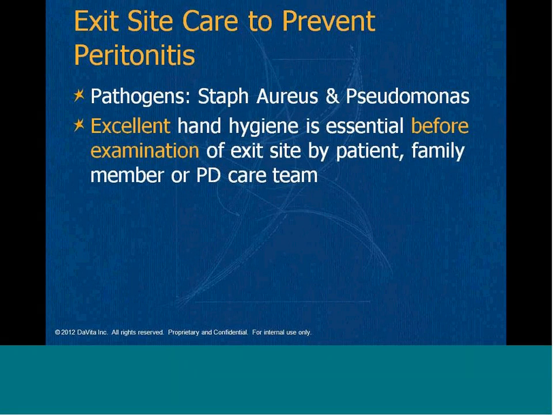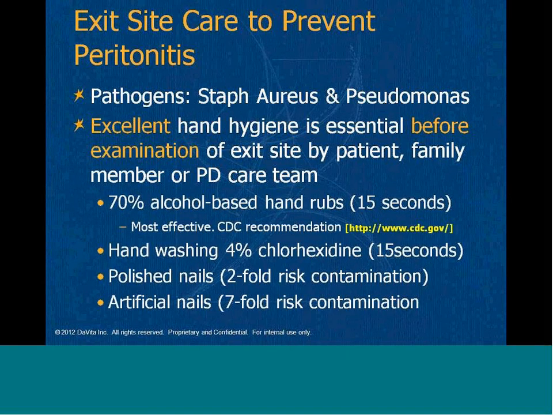And hygiene is absolutely essential before the exit site is examined by either the patient, the family, or a member of the peritoneal dialysis care team. This is something that is frequently overlooked and not done consistently. The CDC has now recommended that the best method of providing hygiene is the use of 70% alcohol-based hand rubs. But you have to rub the hands for 15 seconds, as long as it takes for the alcohol to evaporate. When you do it this way, this is the best method available for hand hygiene.